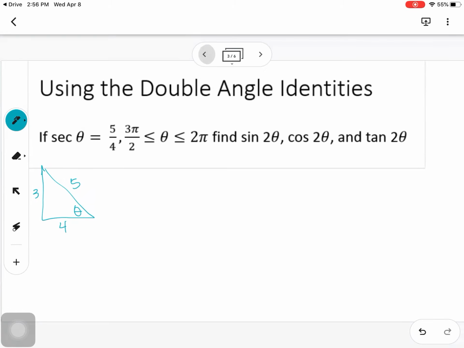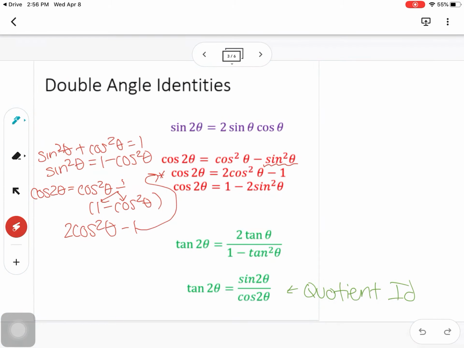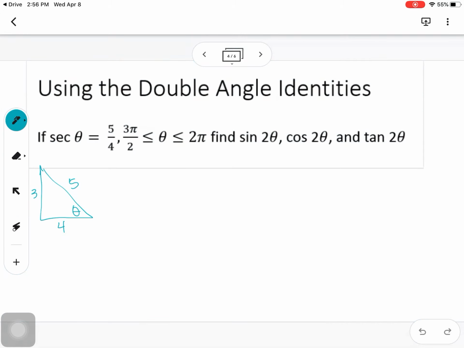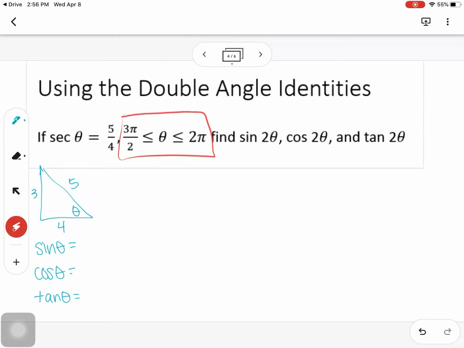What I always suggest, if you look back at your identities, you're going to primarily want to know sine and cosine really throughout all of these of your regular theta. And so I'm going to go through and just label what's sine of theta, what's cosine of theta, and what's tangent of theta so that I can work from there. When I figure out these values, I am also going to think about the quadrant so that I can fill it in because I want to plug it in correctly.